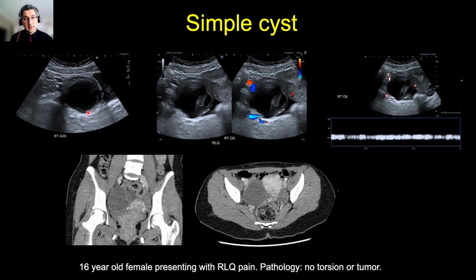Here we see another simple cyst. On the right side, there was flow in the ovary, the venous flow as you can see, and we ended up doing a CT. On the right side, we can see the cyst, and on the left, normal left ovary. This patient was presenting with right lower quadrant pain, underwent surgery, and there was no torsion or tumor on histopathology.